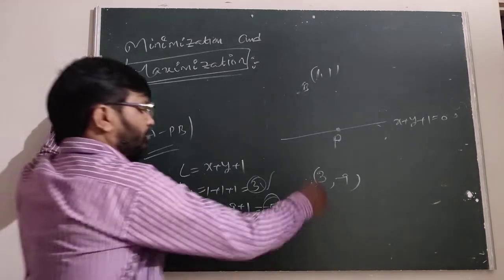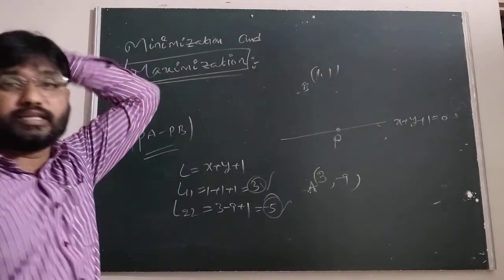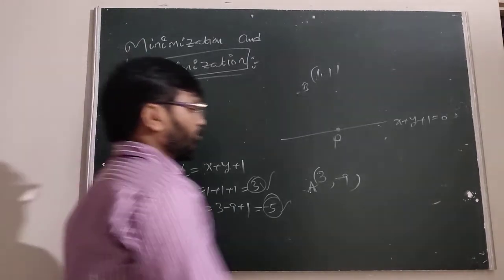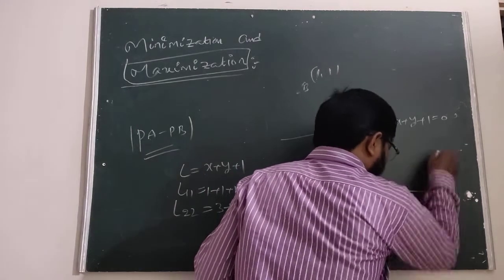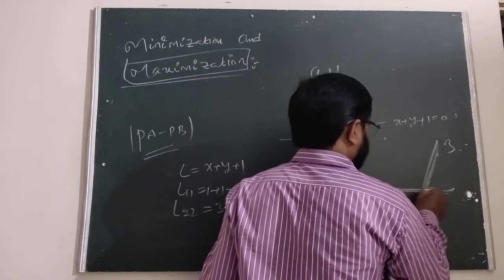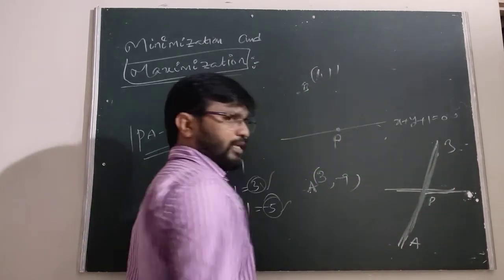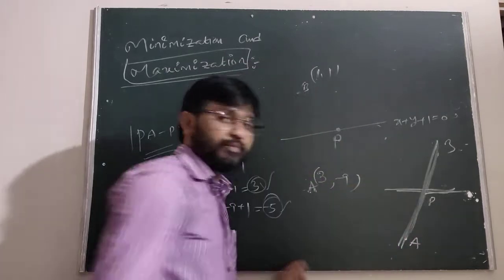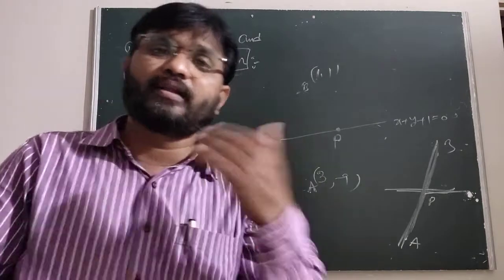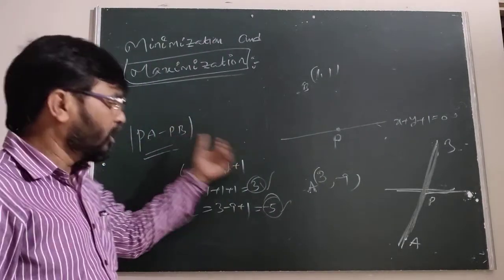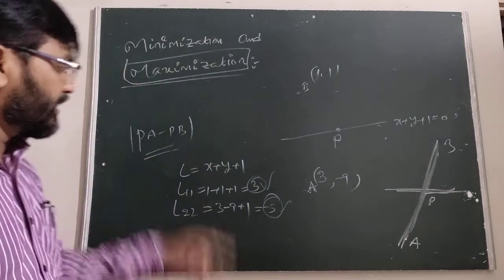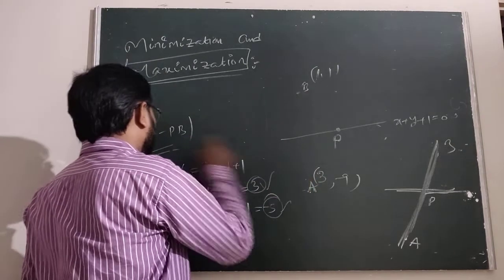We already know that for PA plus PB, suppose the points are on either side. In that case, we have to take only the distance. Suppose in that case this is A, this is B, this is P. How to write PA plus PB? PA plus PB is nothing but AB. When the points are on either side of the line L equal to 0, and we have to find the minimum of PA plus PB, we directly find the distance between the 2 points. That is enough.